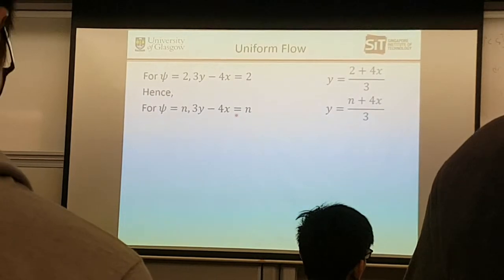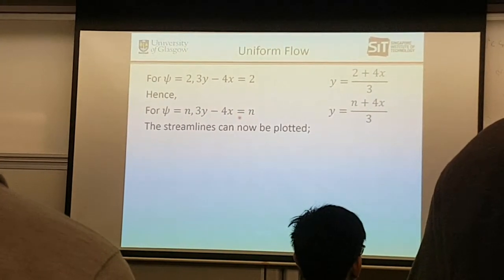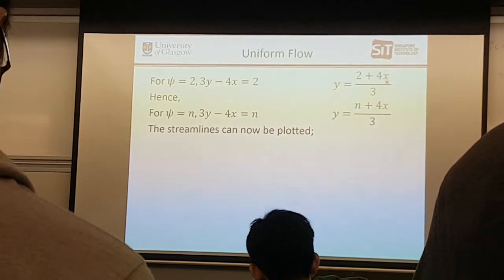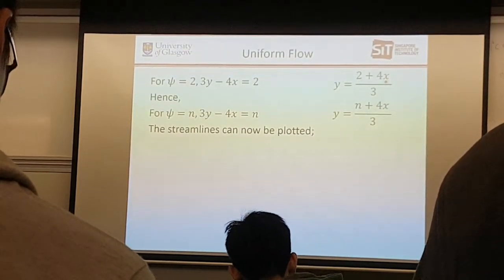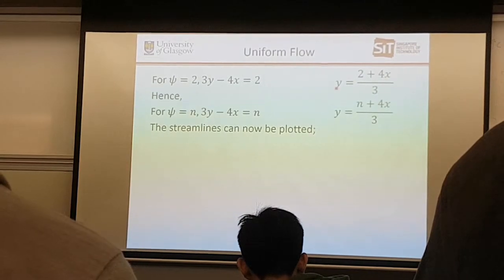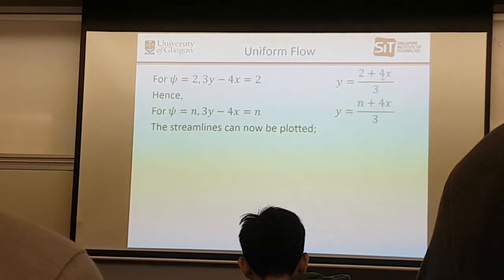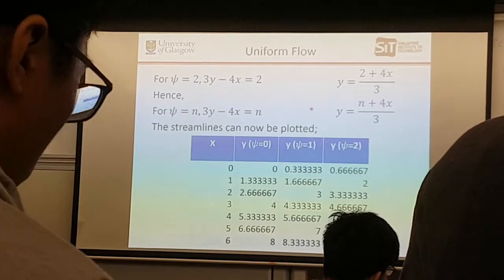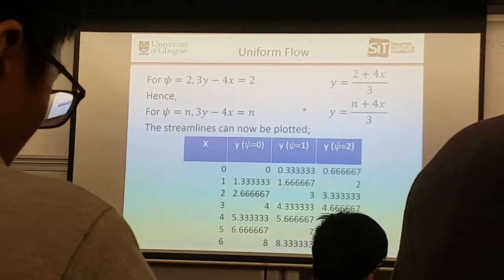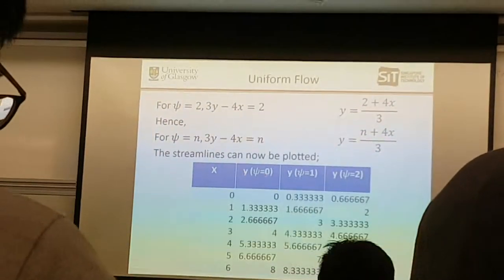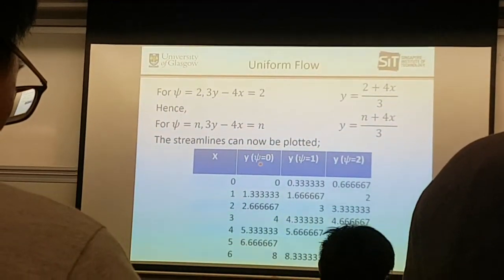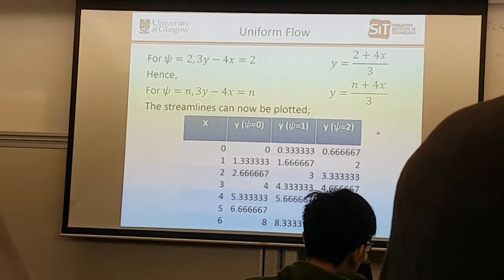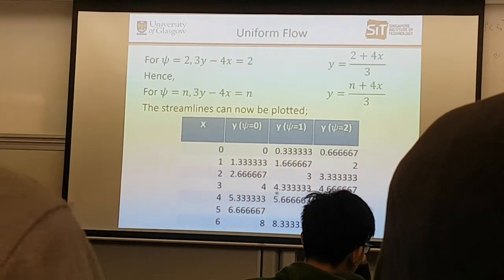Okay, so what do I mean by that? I can actually plot these stream functions now. Because you can see from here, I can change my x value. If x equals 0, I have some y value. If x equals 1, I have some value. x equals 2, I have some value also. If I just plot this as a table here, for every stream function value, psi equals 0, psi equals 1, psi equals 2, psi equals 3, all the way until psi equals n, I have this data here.